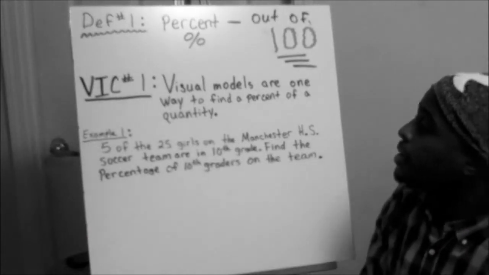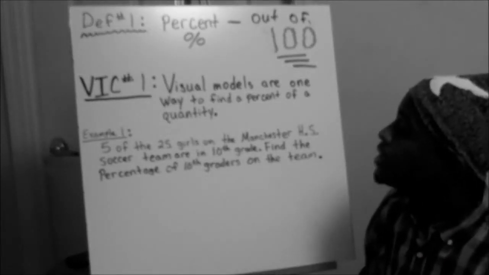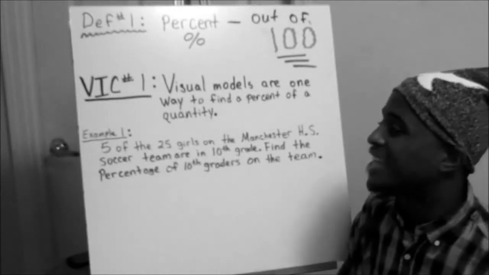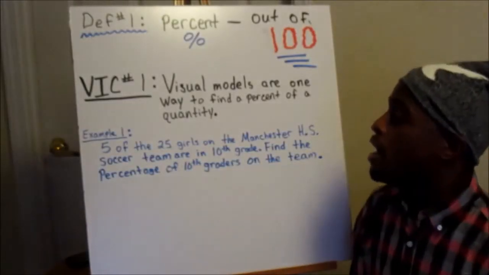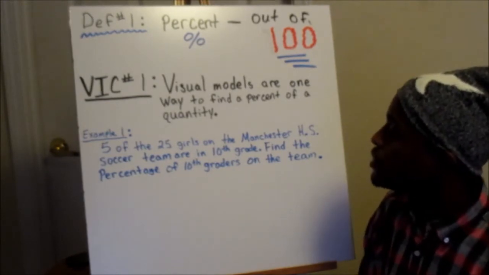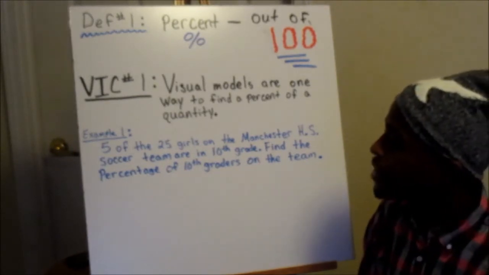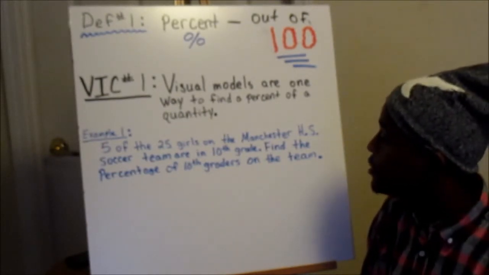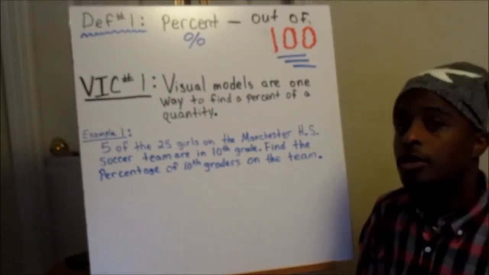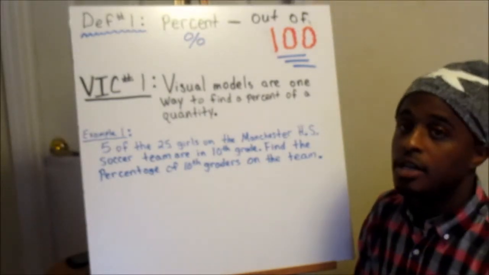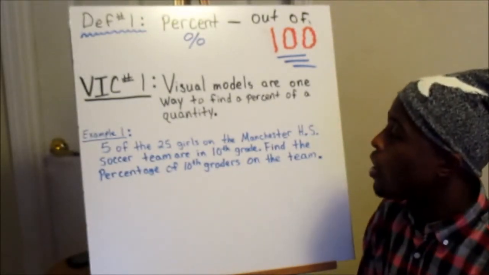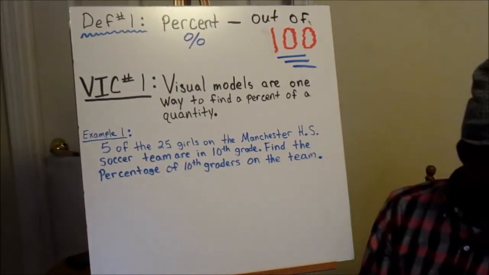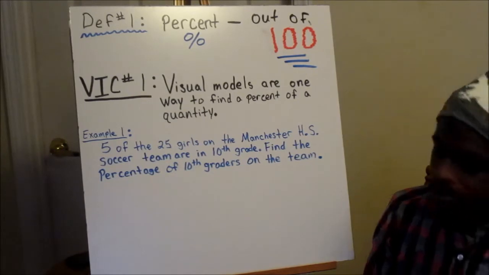Alright, VIC number 1. Visual models are one way to find a percent of a quantity. So that's the method we're going to use first, looking at example 1. 5 of the 25 girls on the Manchester High School soccer team are in 10th grade. Find the percentage of 10th graders on the team. So here we know that 5 of the girls on that team are in 10th grade, so we need to draw a model to see what the percentage is.